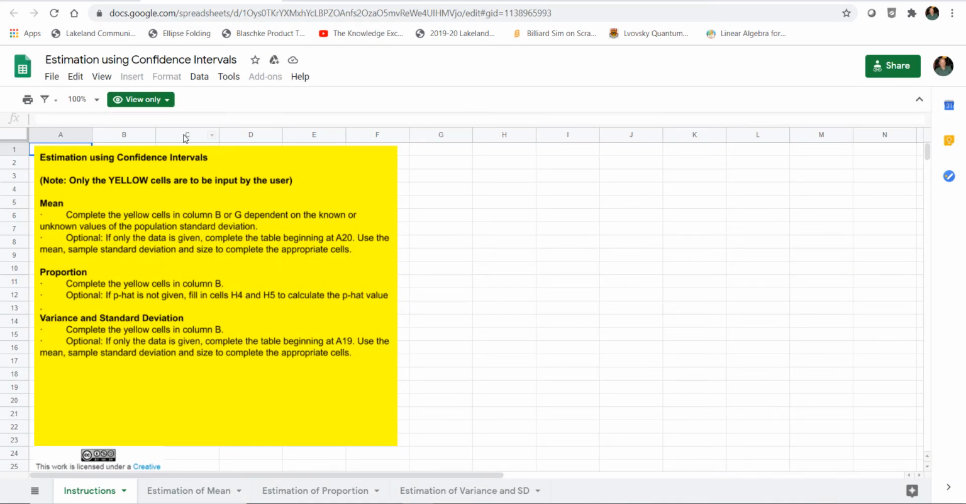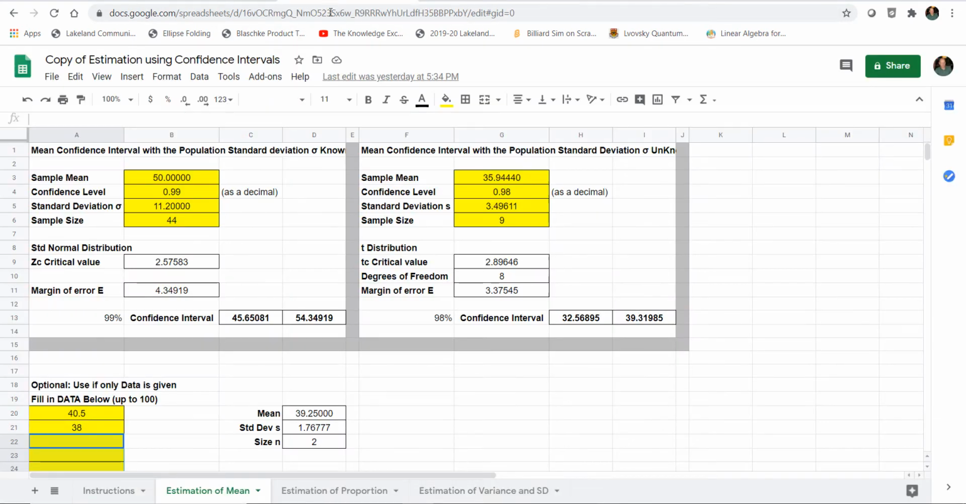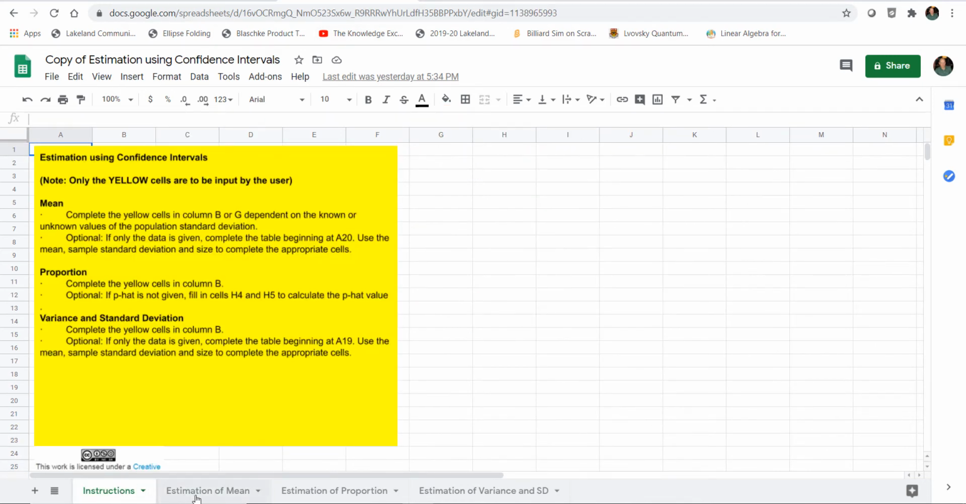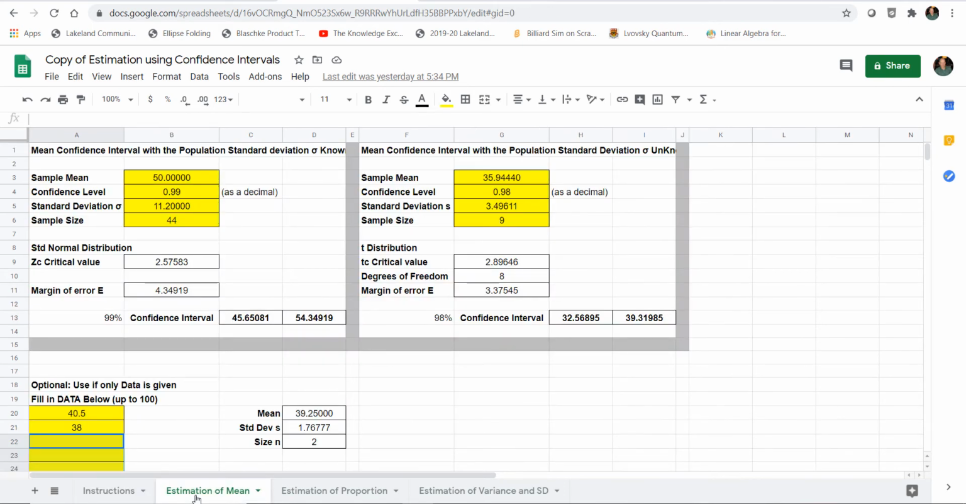So you might remember that there's a link to estimation using confidence intervals. This will be helpful for you in the chapter. Of course, you want to make a copy. I already did that. Remember, you want to make a copy of estimation. And down here at the bottom, there's instructions. There's estimation of the mean, and that's the homework for Wednesday is going to use this. Estimation of proportion, estimation of variance and standard deviation, okay?